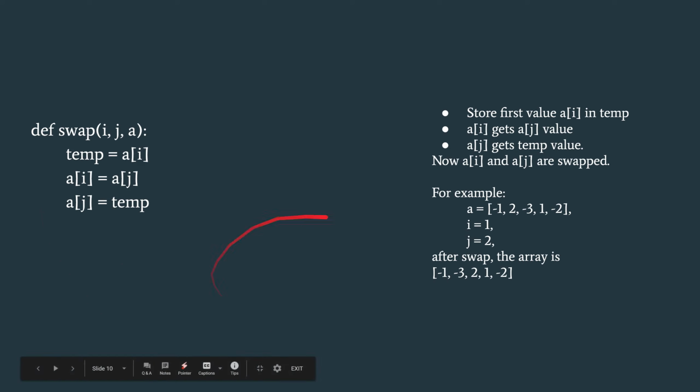For example, when A is this, and I is 1, and J is 2, I have to swap the array would be -1, -3, -3, 2, 1, -2, instead of -1, 2, -3, 1, 2. It swaps AI's value, which is -3, and AJ's value, which is 2. So it went from working like this to this. The end.